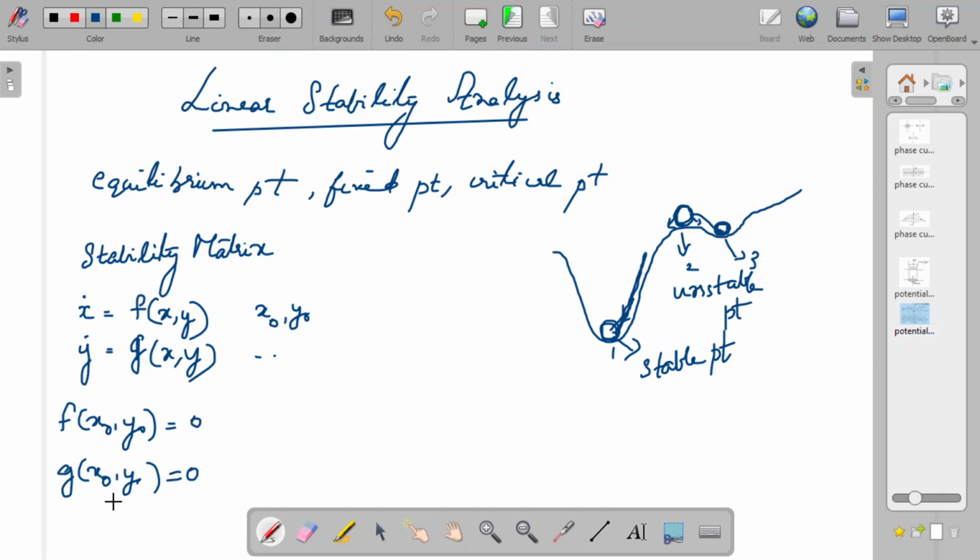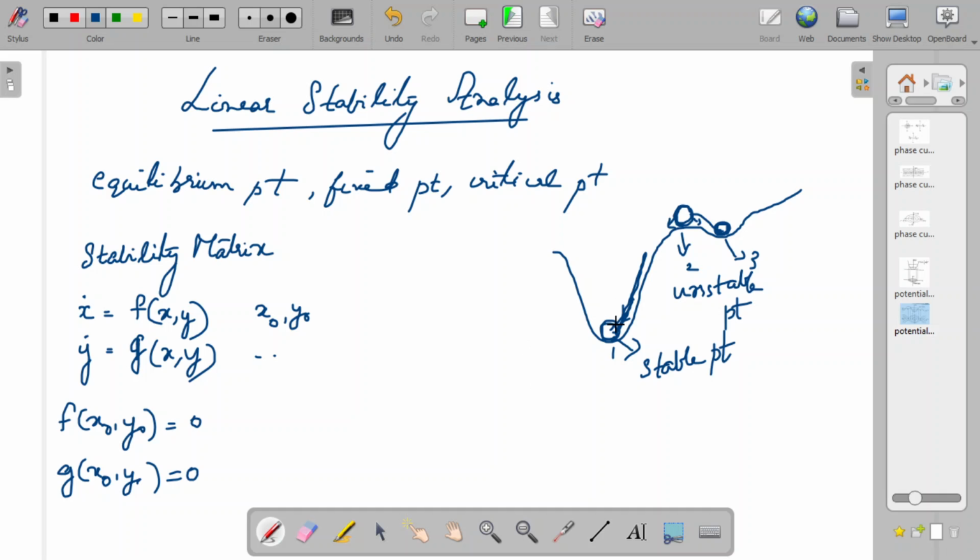Okay. So now how many such fixed points are there for a system? That all depends upon what the function is. Suppose I have a function like this, then I can say there are two fixed points or two stable points, right? So that depends upon the form of the function. Now the stability of these fixed points we can understand by giving a small displacement.